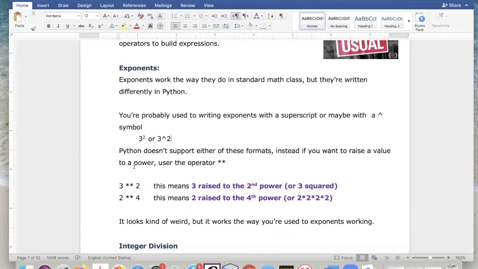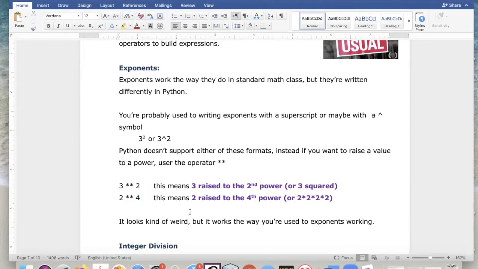Instead, if you want to raise a value to a power, you use the operator that is 2 asterisks right next to each other. So 3 asterisk asterisk 2 means 3 raised to the second power, or 3 squared. Exactly the same thing that we saw in our examples up here. So the way to write that in Python is 3 asterisk asterisk 2. And you can probably guess that 2 asterisk asterisk 4 means 2 raised to the 4th power.